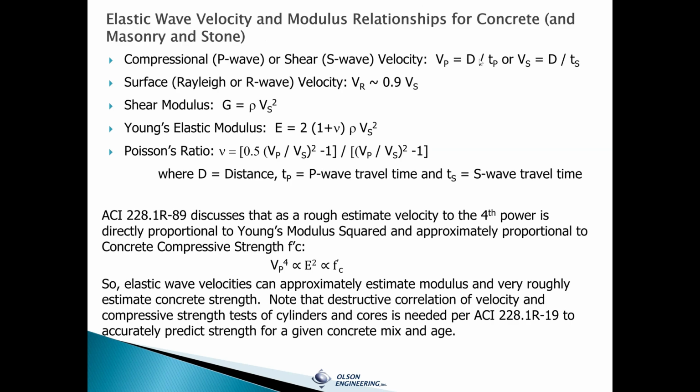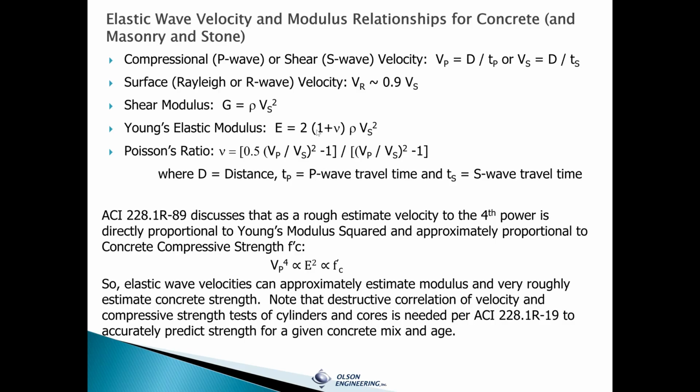But this gives those equations that were just listed, the basic velocity being distance divided by the time of travel for either a primary wave or a shear wave. The surface velocity being approximately 9/10 the velocity of the shear wave. Shear modulus being equal to rho times Vs squared, where rho is unit weight divided by gravity.